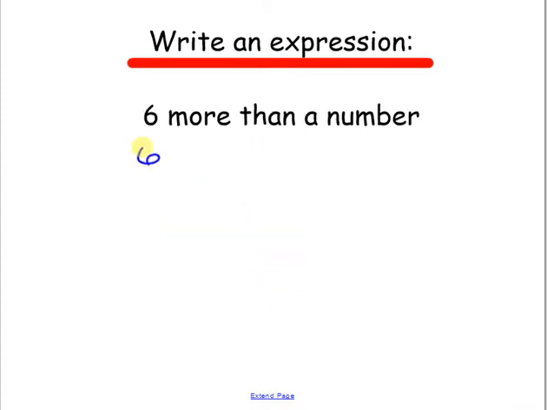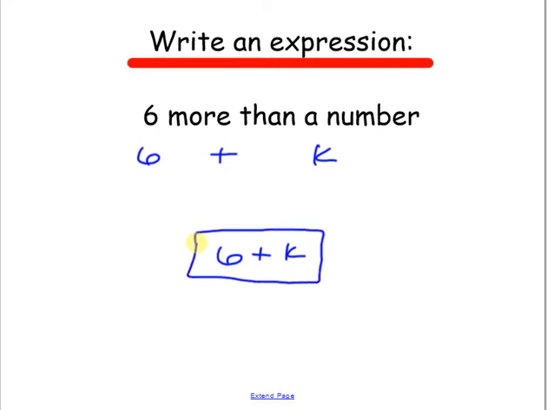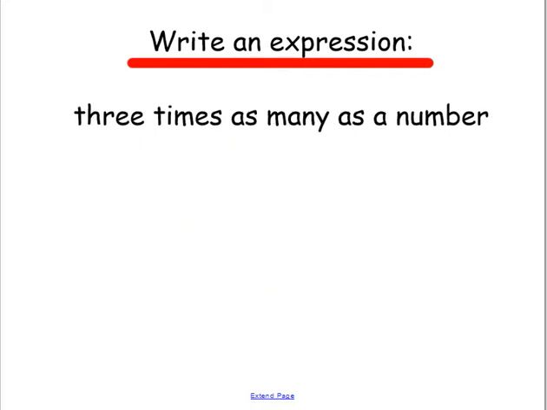6 more than, that's plus, a number. This time I'm going to use k. All right, so 6 more than a number. So I have 6 plus k. Now with addition, you could have them in any order that you want. You could have written k plus 6, and that would be perfectly fine as well.